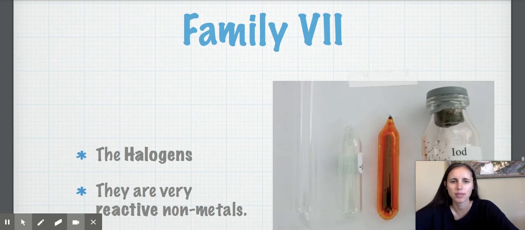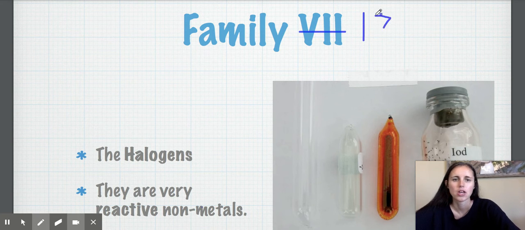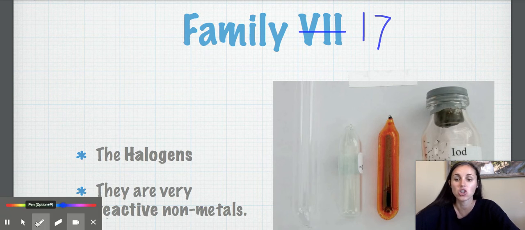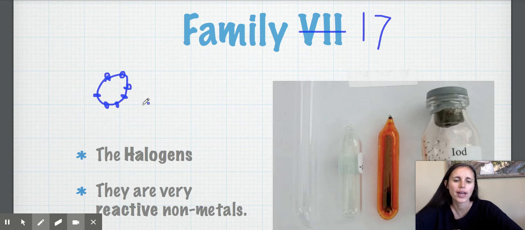Our next chemical family, this should actually say group 17, so I'll change that. Group 17 is our halogens. They are said to be very reactive nonmetals. The reason that they're very reactive is because they're in group 17. That means that they have 7 valence electrons. Remember that a shell is considered to be full at 8. 7 is almost 8, so it's very easy for them to gain an electron. It's easy for them to gain 1 electron, so they're very reactive.